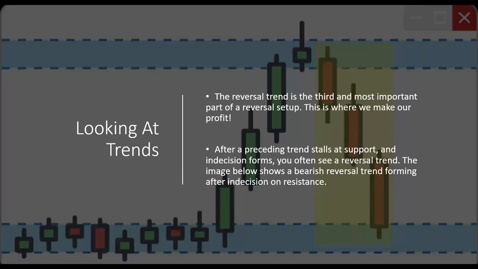And then we need the reversal trend. The reversal trend is the third and most important part of the reversal setup. This is where we make our profit. After a preceding trend stalls at support and indecision forms, you often see a reversal trend. The image below shows a bearish reversal trend forming after indecision on a resistance.